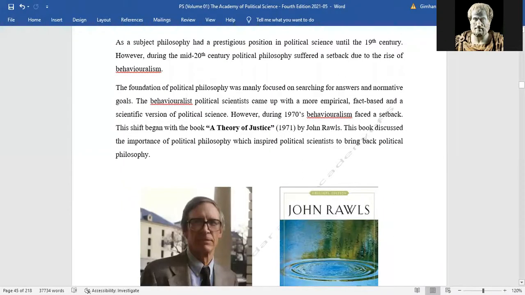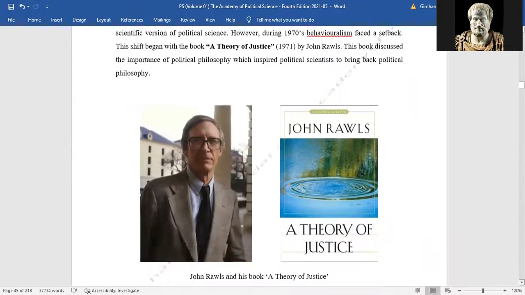As a subject, philosophy had a prestigious position in political science until the 19th century. However, during the 20th century, political philosophy suffered a setback due to the rise of behavioralism. The foundation of political philosophy was mainly focused on searching for answers and normative goals. The behavioralist political scientists came up with a more empirical, fact-based, and scientific version of political science. However, during the 1970s, behavioralism faced a setback. This shift began with the book A Theory of Justice by John Rawls. This book discussed the importance of political philosophy, which inspired political scientists to bring back political philosophy.